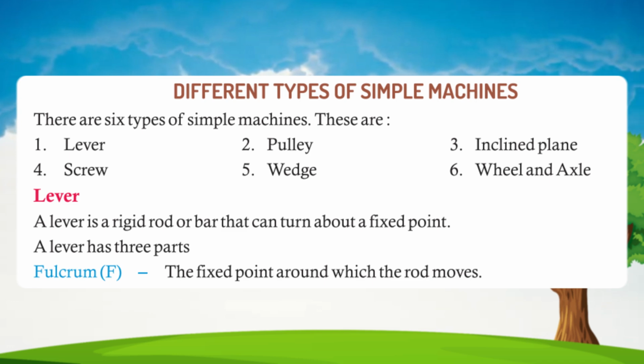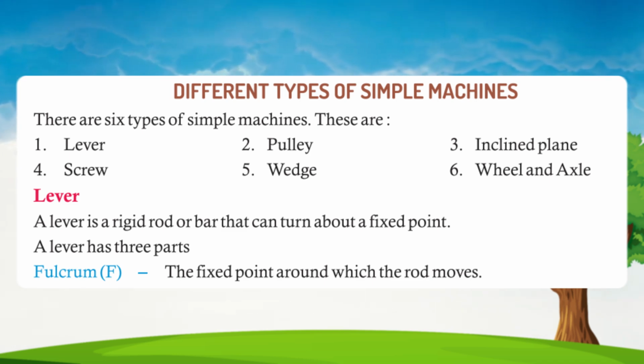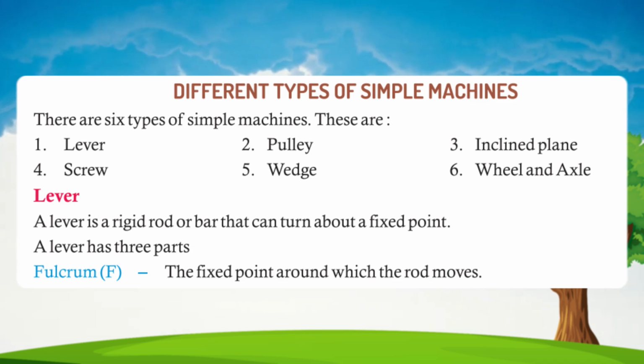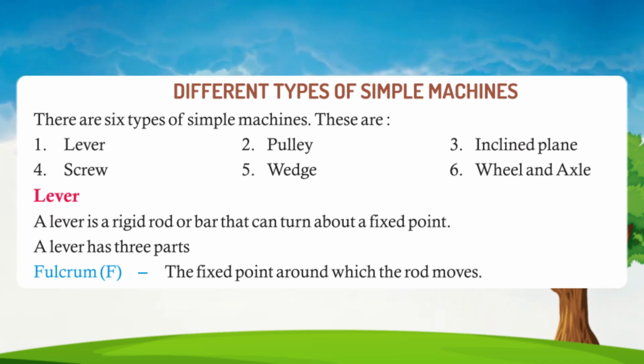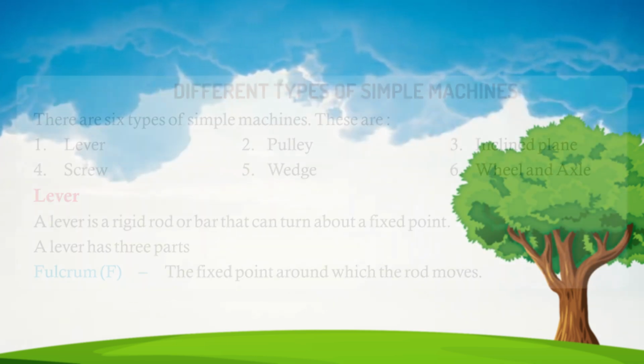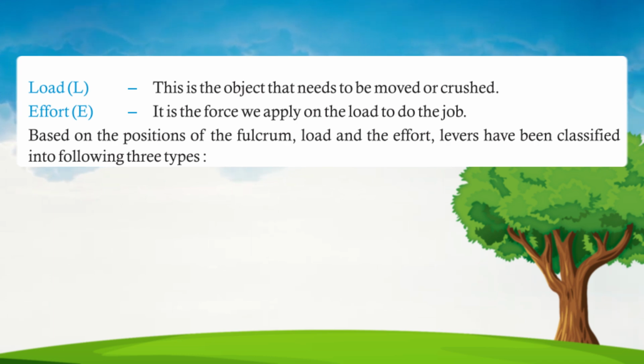Lever. A lever is a rigid rod or bar that can turn about a fixed point. A lever has 3 parts. Fulcrum, F, the fixed point around which the rod moves. Load, L, this is the object that needs to be moved or crushed. Effort, E, it is the force we apply on the load to do the job. Based on the positions of the fulcrum, load and the effort, levers have been classified into the following 3 types.